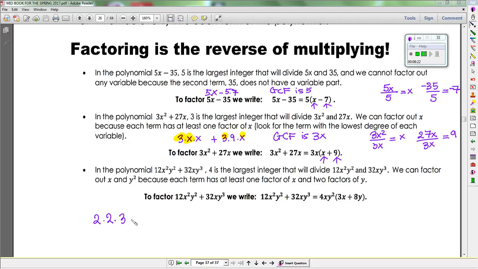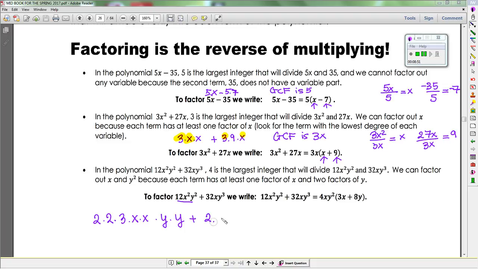All these numbers are prime numbers. Then x squared is x times x, and we use the smallest degree, which is degree 1, and y squared is y times y. So this is the 12x squared y squared. Next, plus 32xy to the power 3.